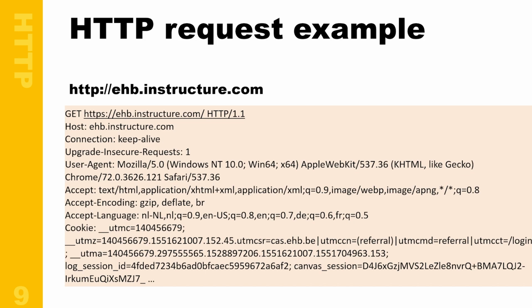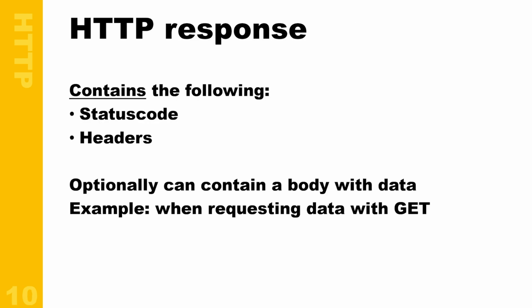Now, of course, we made this request. I serve to hb.instructure.com. The next part in the chain would be to get a response. Now, the response will contain two things, status code and headers. And again, optionally can contain a body with data. So, the same Pokemon example, if we ask for 150 Pokemon, if everything goes correctly, we get back a response with the 150 Pokemon.